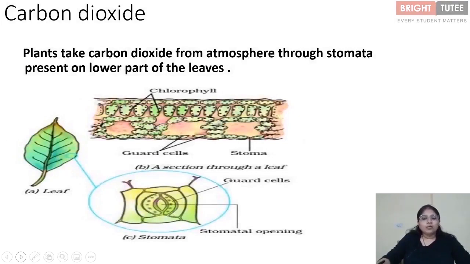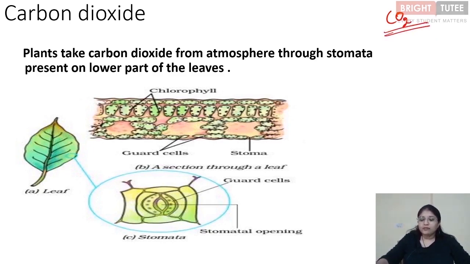First of all, let's talk about carbon dioxide. Plants usually take the carbon dioxide that is present in the atmosphere. We already know that in air there are different types of gases, which include carbon dioxide, oxygen and nitrogen, right? And all of these three gases are important for the environment. We will study about all of this later, but first of all, let's talk about CO2, which is taken up by the plant from the atmosphere.